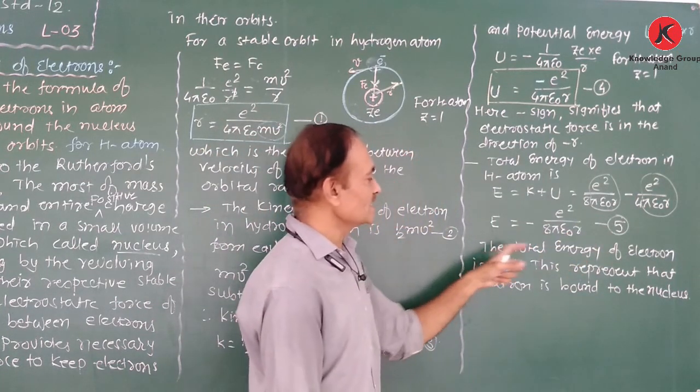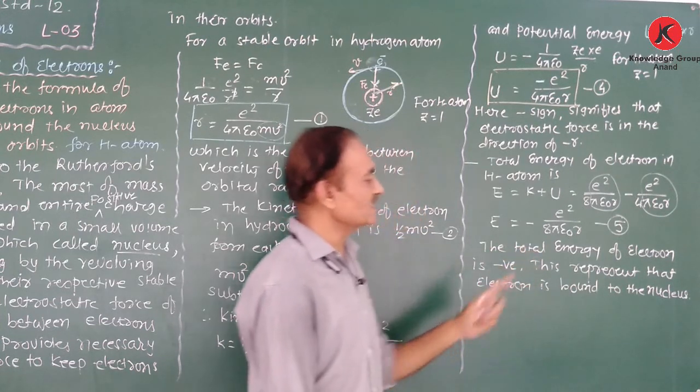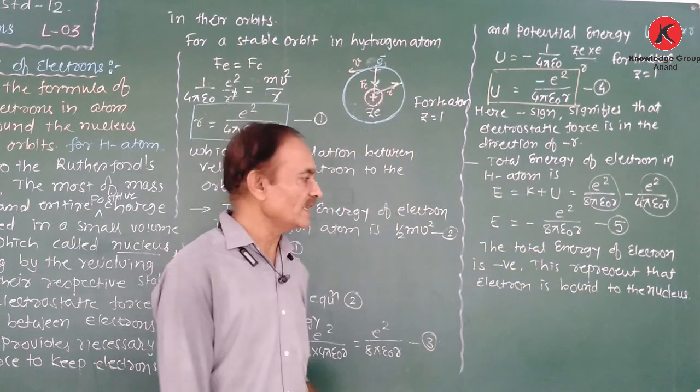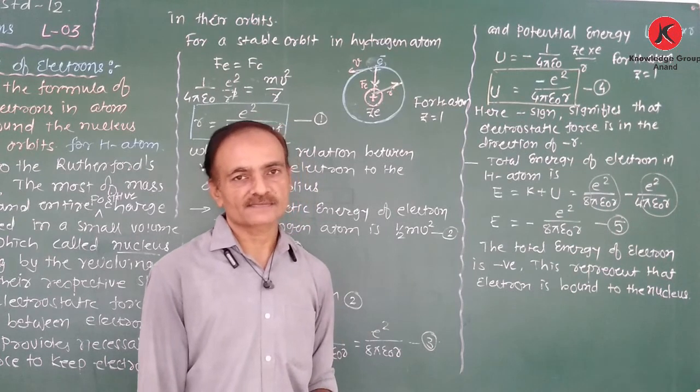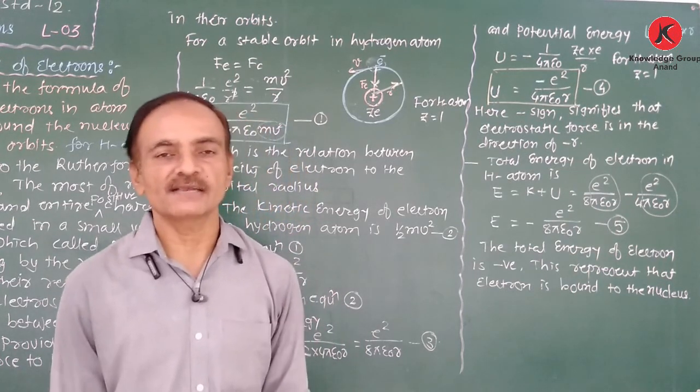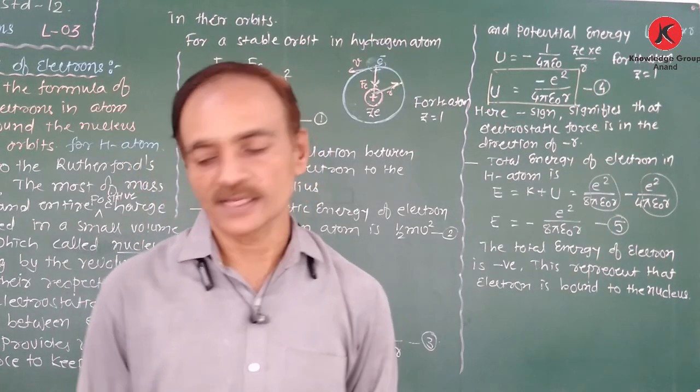So the total energy of the electron is negative. This represents that the electron is bound to the nucleus. That means the electron is in a bound state with the nucleus.